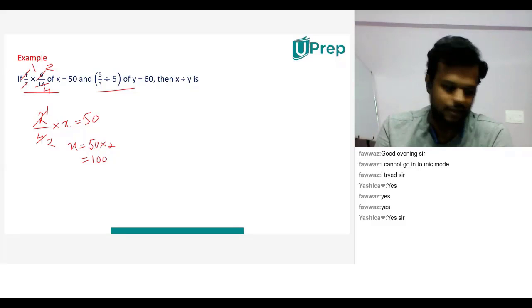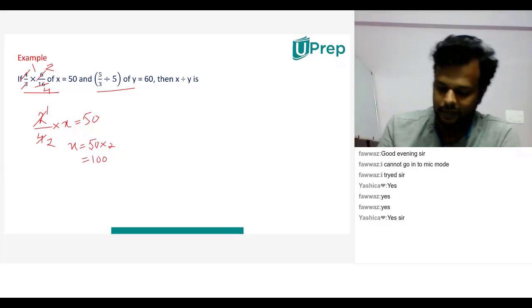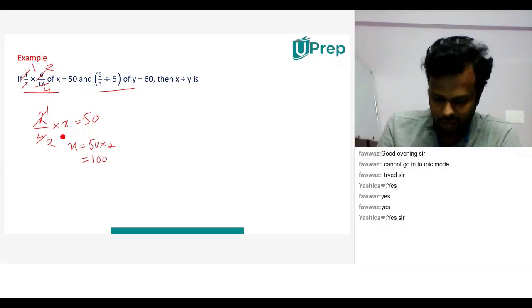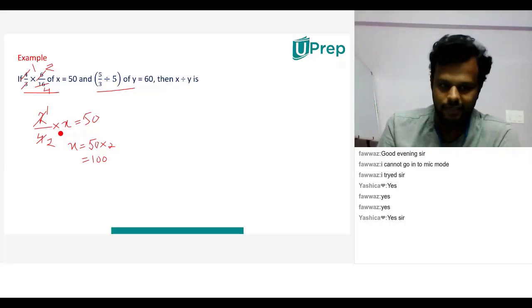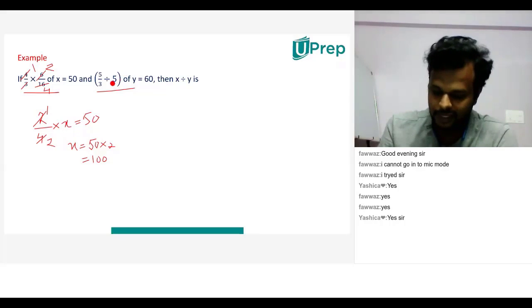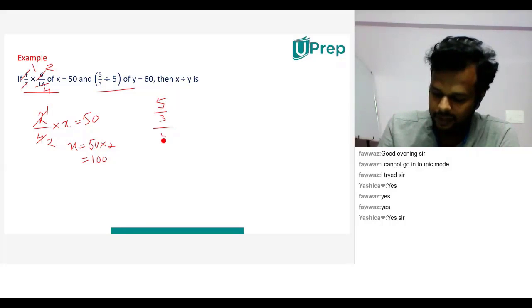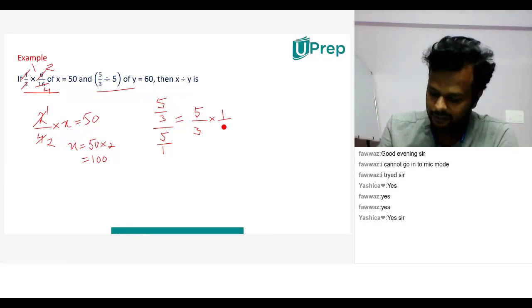We got the value of x, children. The value of x is 100. Now, if the off is there, off means multiplication here, children. Off means multiplication. That's the reason I've replaced off with multiplication. Now 5 by 3 divided by 5, this is nothing but 5 by 3 by 5 by 1. Now children, when this 5 by 1 will go up, this becomes 5 by 3 into 1 by 5. This is what we have done in the last class, isn't it, children?